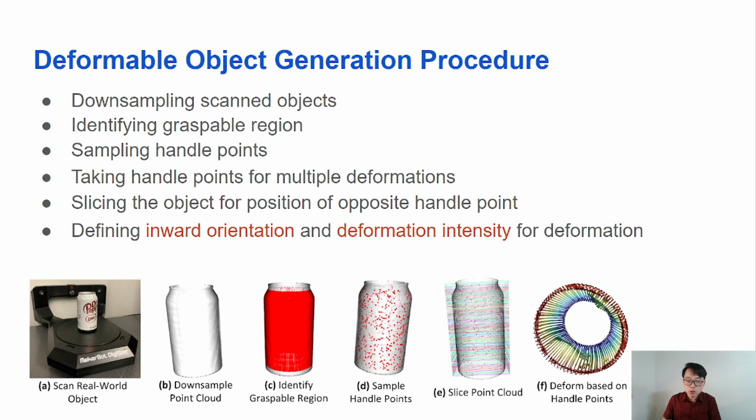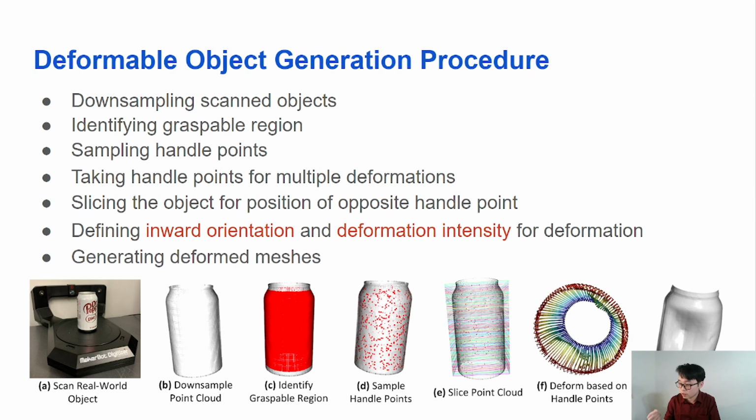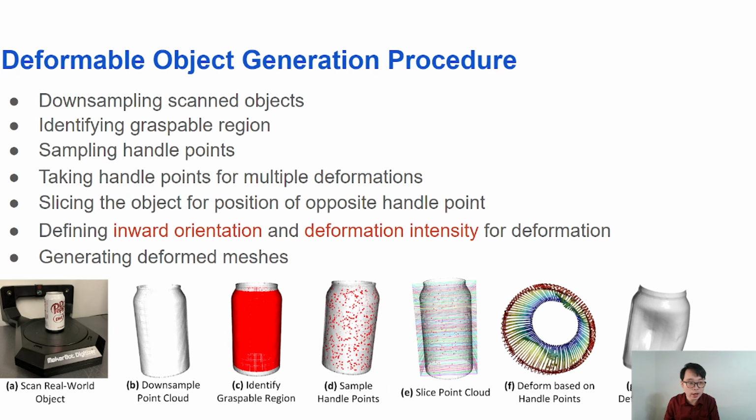Next we will define the inward orientation and the deformation intensity for our pipeline. For example, how hard you want the deformation to be, and the orientation, which means the inward orientation when you are grasping something or your robot is grasping something. And finally, we will generate the deformed mesh. As we see at the end of the pipeline, we will have the deformed mesh of the scanned object, which is the soda can.